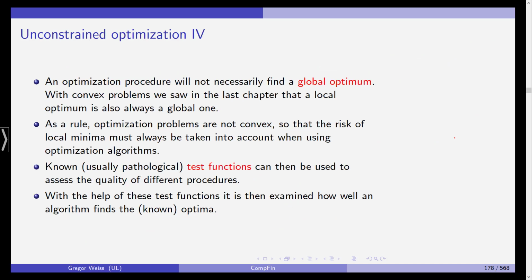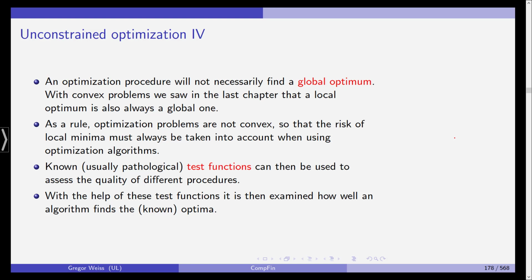Now, an optimization procedure will not necessarily find a global optimum. We can only hope for a local optimum. With convex problems, we saw that a local optimum is always a global one, but optimization problems are usually not convex. So the risk of local minima must always be taken into account when using optimization algorithms. Same actually in our example later on with interest rates and portfolio optimization.